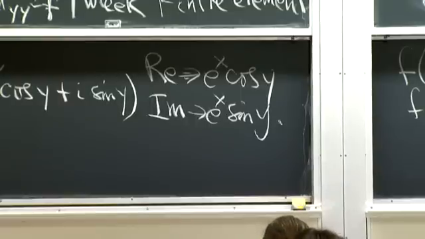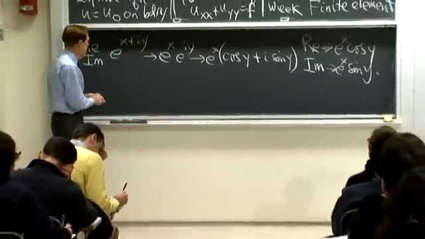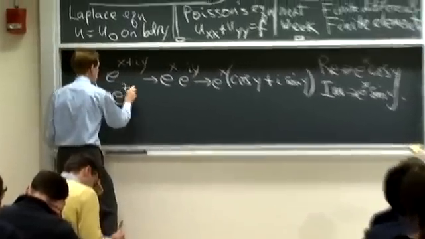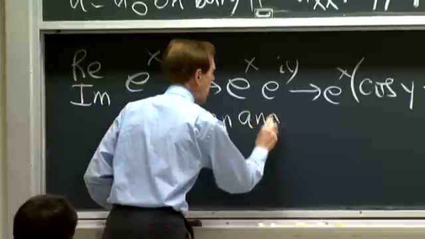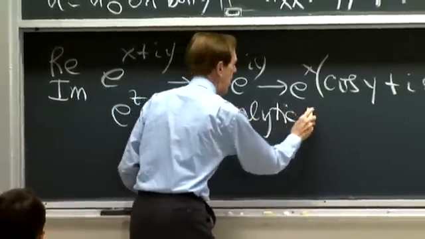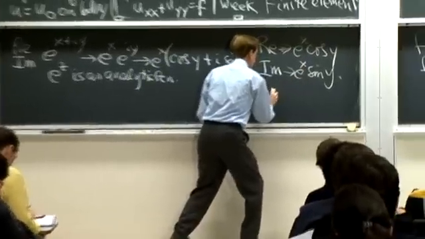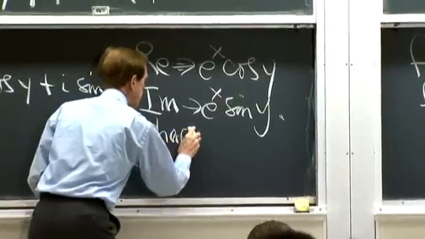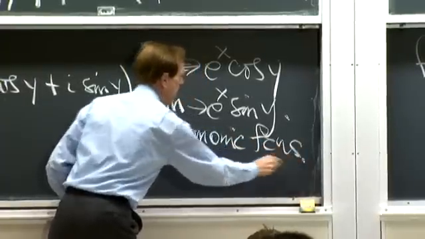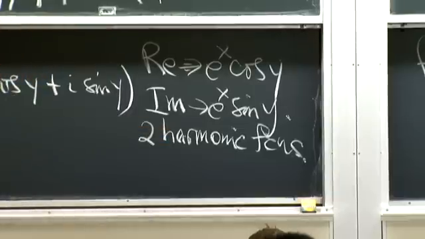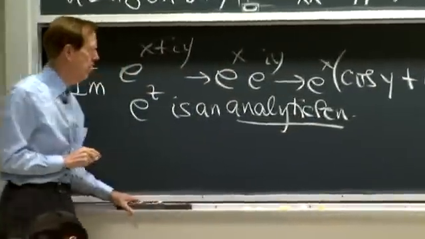Can I give a name to these? This whole field of analysis. This e to the z is called an analytic function. I should just use that word. And these guys, the real and imaginary parts, are two harmonic functions. Maybe it's not so important to know the word harmonic function, but analytic function, yeah, I would say that's an important word.